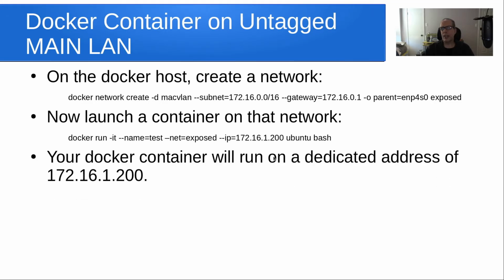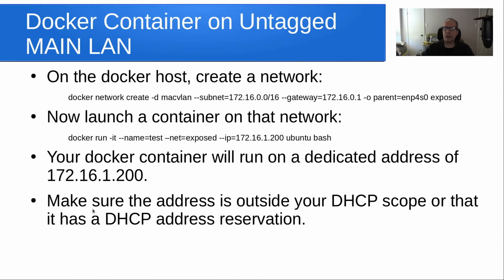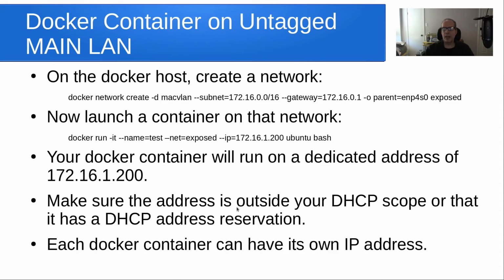So your Docker container would run on a dedicated address of 172.16.1.200. So it really doesn't matter what port names or port numbers we're going to use, because we have that entire address all to that container. So make sure the address is outside your DHCP scope, or make sure that it has a DHCP address reservation on your router so your DHCP server does not at any point try to use that address. So each Docker container, using this procedure, can have its own IP address.